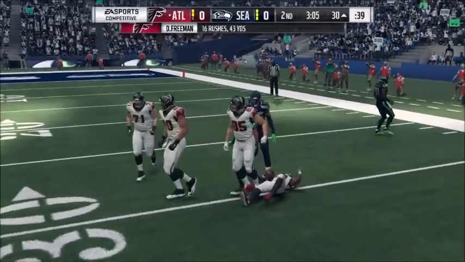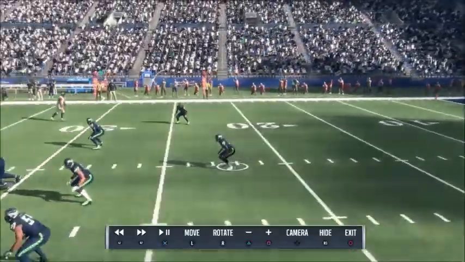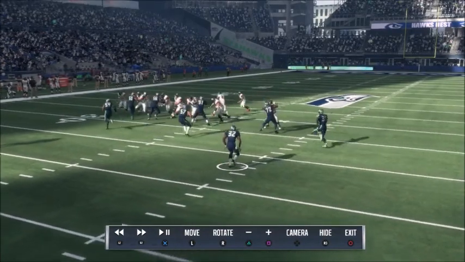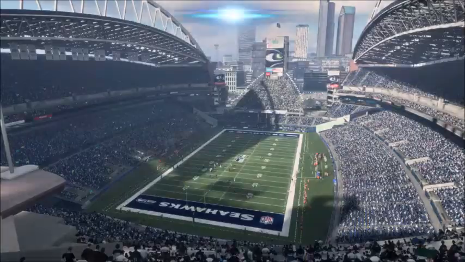In the replay, you're going to see it. Bam, starts breaking before he gets to the ball.